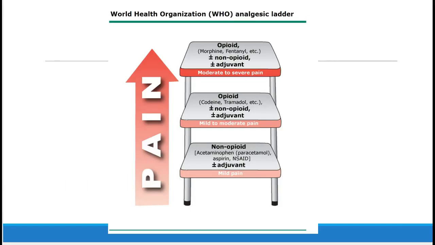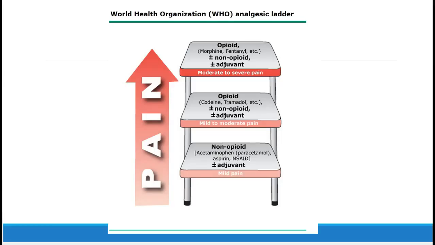with the World Health Organization pain scale. This is a nice way to picture how to do pain medications. Basically, you want to start off with non-opioid medications. And ideally, you don't want to get to opioid medications unless you really need it. So look at adjuvants and NSAIDs and acetaminophen.